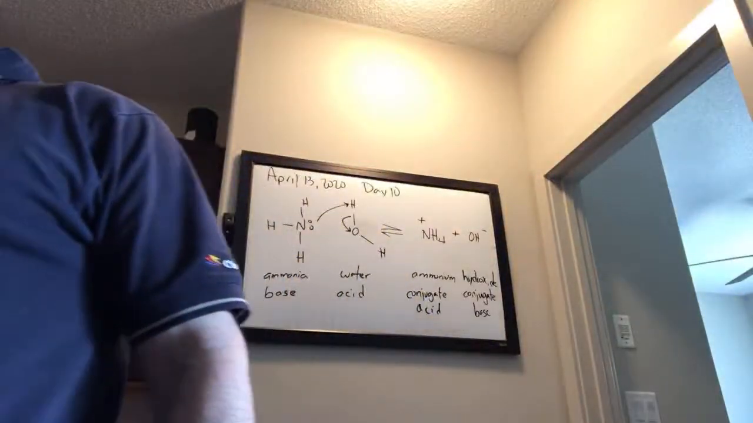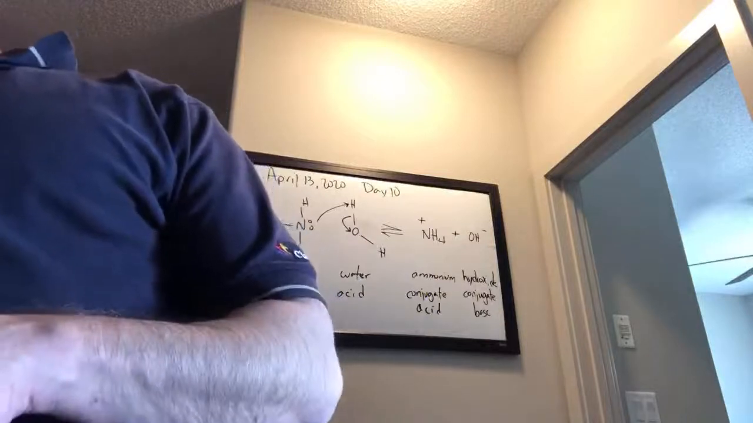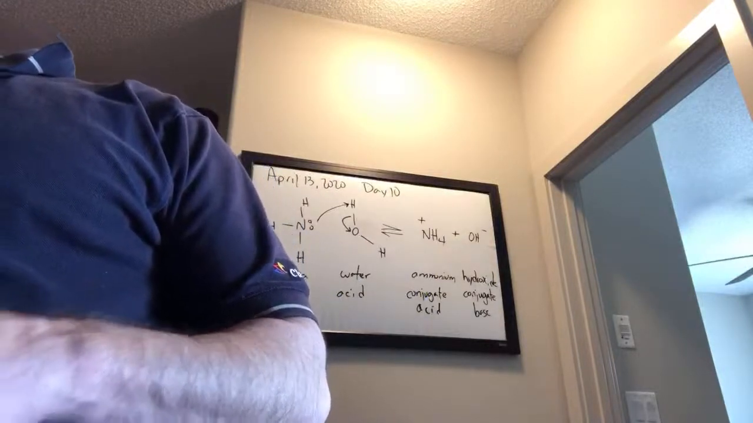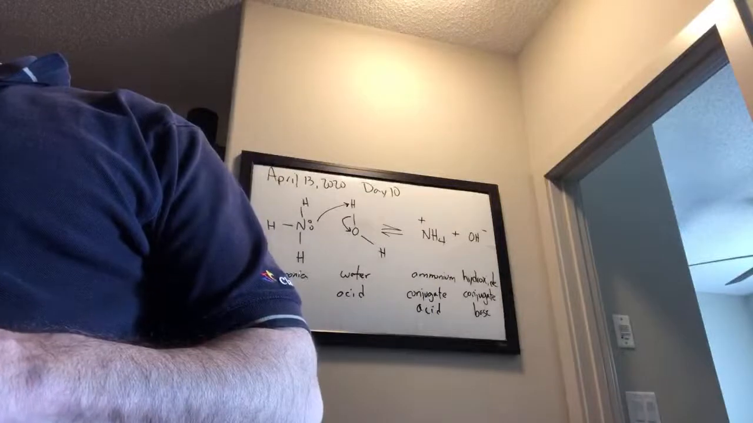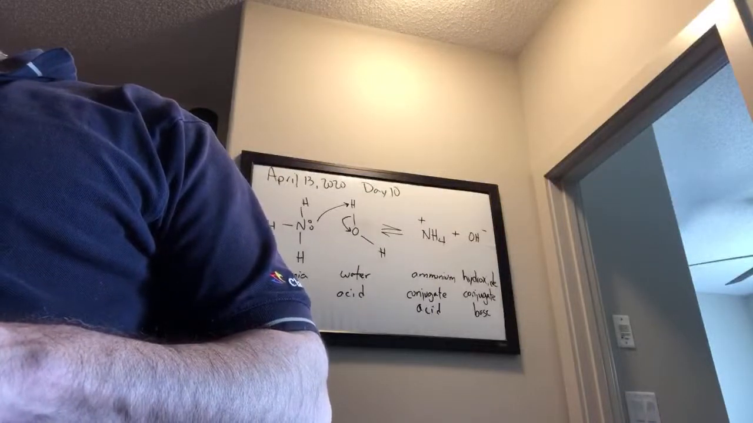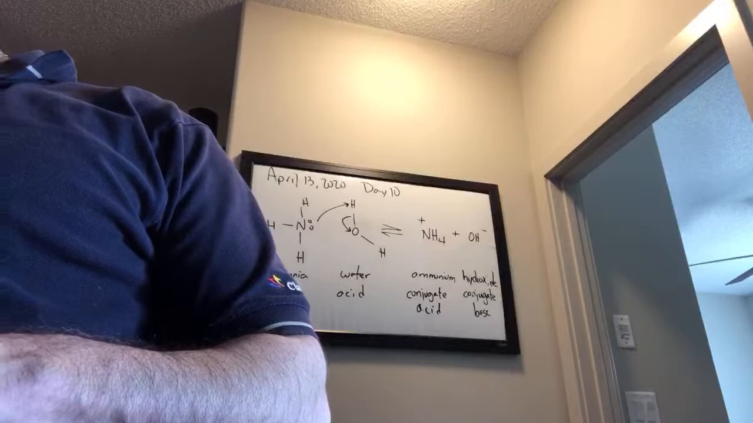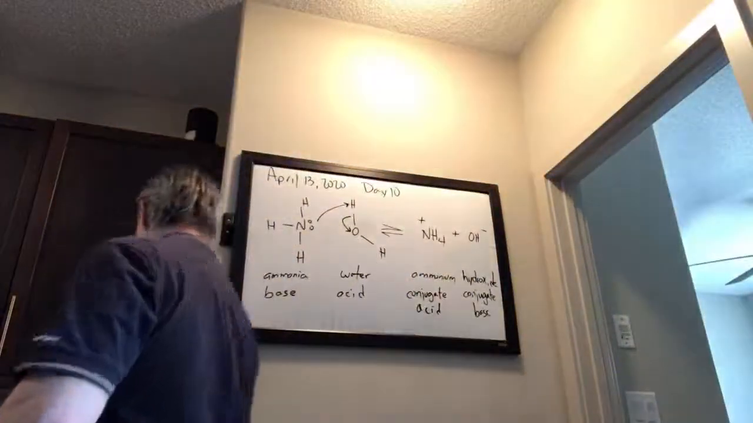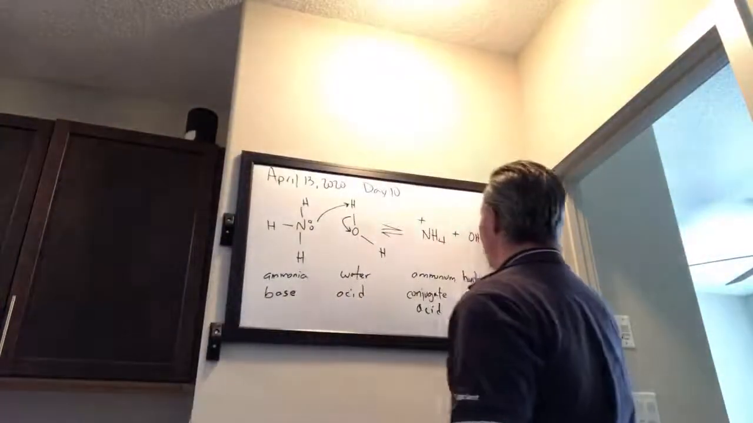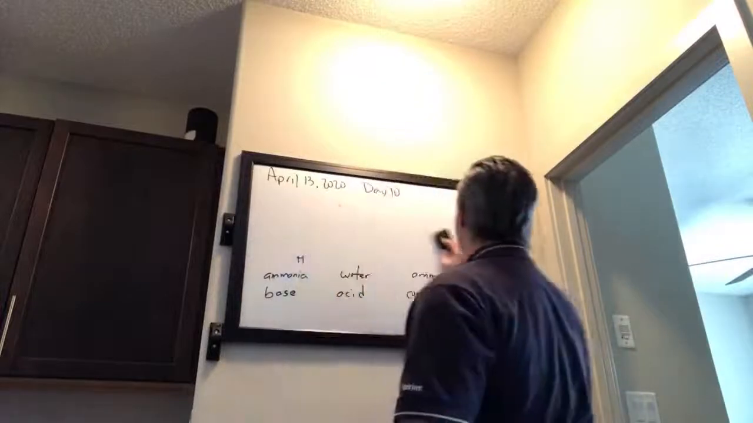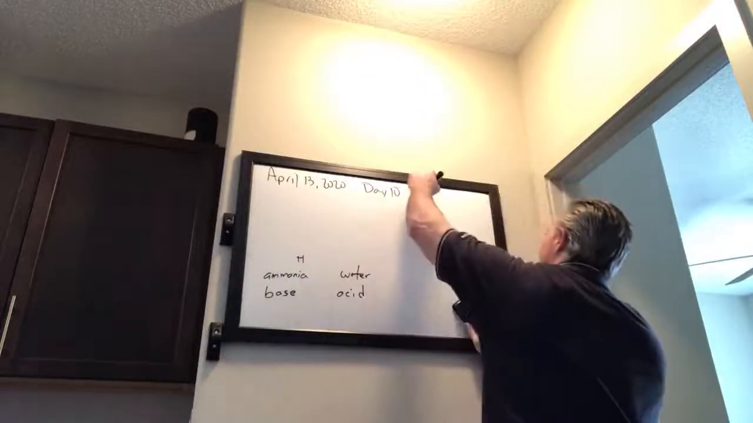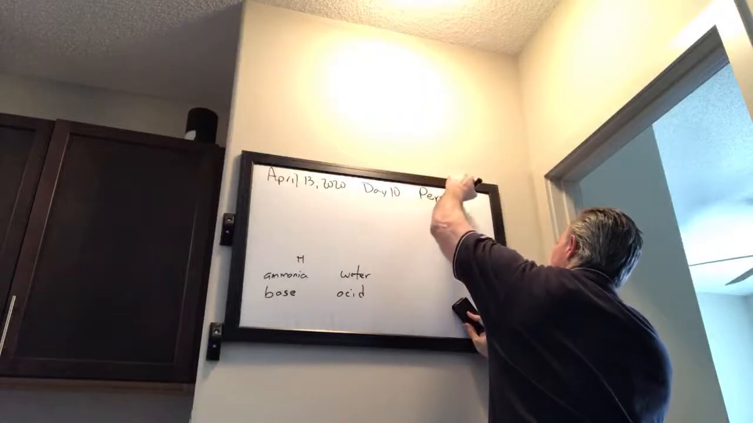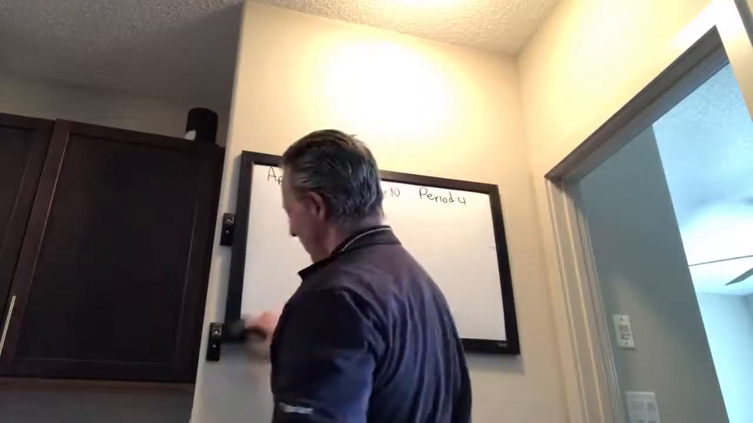There's an exercise on page 672 of the text where they ask you to show the conjugate acid-base pairs for hydrogen sulfate. So we could do that. It works the same way. I already did it with water and ammonia. Now let's do it with HSO4.